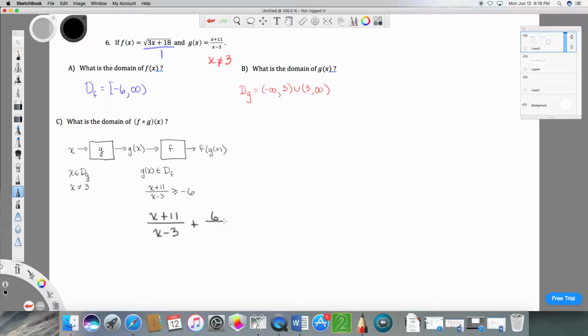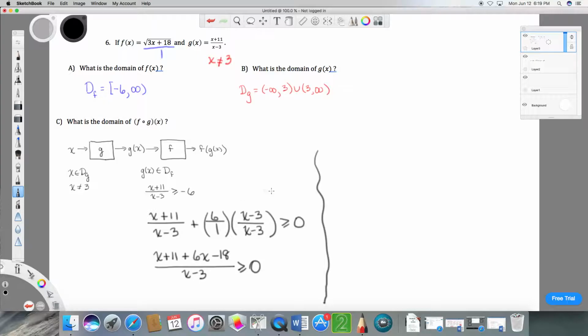But I need for these terms to have a common denominator. So I'm going to take this 6 and I'm going to multiply it by x minus 3 over x minus 3. And this has to be greater than or equal to 0. So now these two fractions have the same denominator. We have x plus 11 plus 6x minus 18, all divided by this common denominator of x minus 3. I'm going to continue over here because I need this room.